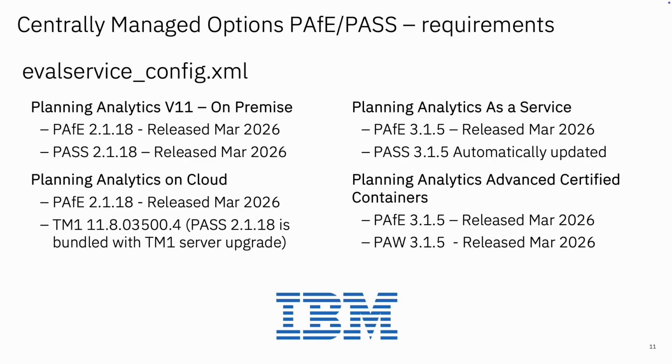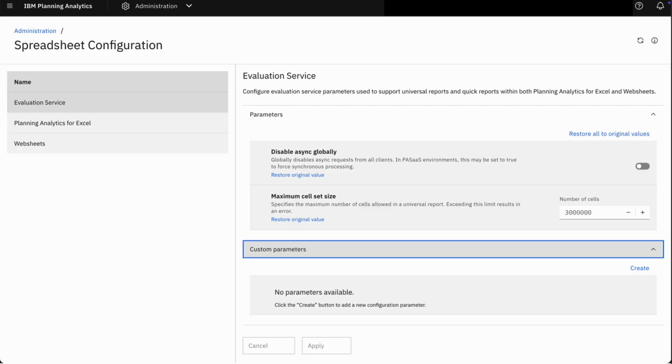The March release brought additional controls to administrators. This release focused on exposing controls for the evaluation service. The evaluation service, or evaluation server, in Planning Analytics for Excel is a back-end processing component that handles the heavy lifting of executing, rendering, and recalculating complex multidimensional reports, such as universal reports and TM1 set, outside of the client's local Excel instance.